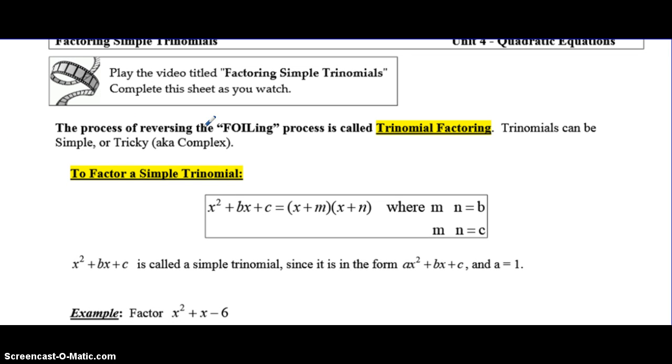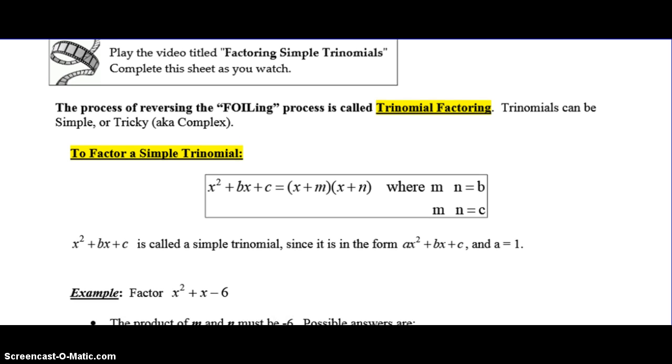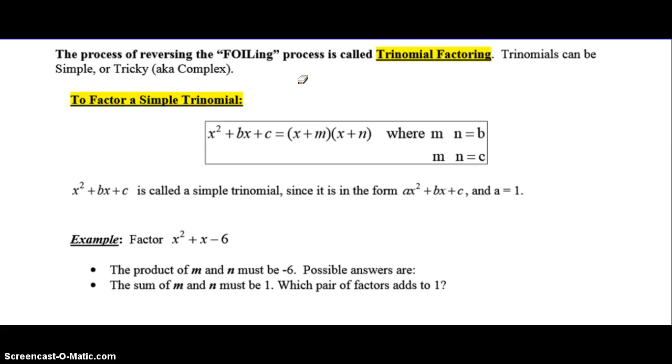Okay, so the process of reversing the foiling process is called trinomial factoring. Now there are two types of trinomials. There are simple trinomials and tricky trinomials. Some people call tricky ones complex trinomials. Today we will just be factoring the simple trinomials. They don't call them simple and tricky for no reason, people, so realize that. A simple trinomial has three terms, and that's why you get the idea of tri, like tricycle, triceps. Tri means three terms. A trinomial means three terms.